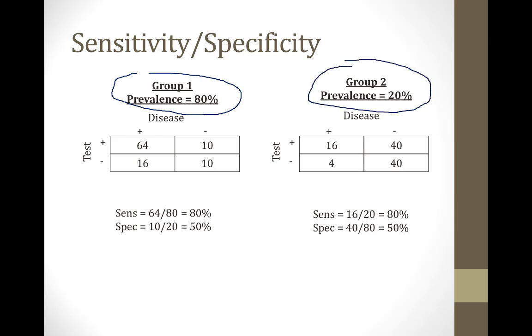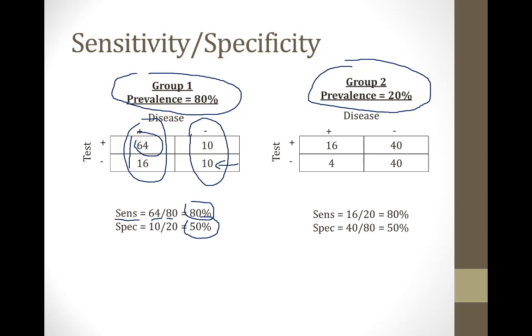And now I'm going to calculate the sensitivity and specificity. So the sensitivity for group 1 is going to be this column right here with the trues on top, so 64 on top, divided by the sum of those two quadrants on the bottom, that's 80, and 64 over 80 is 80%. For the specificity, we focus on the right-hand column, so that's going to be the true negatives, which are 10, over the total, which is 20, so 10 over 20 is 50%.